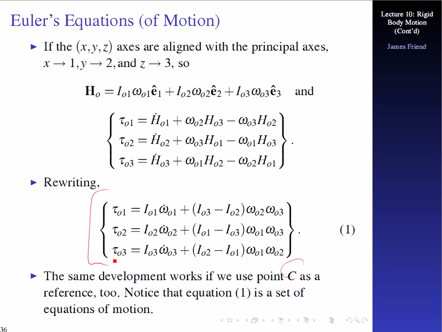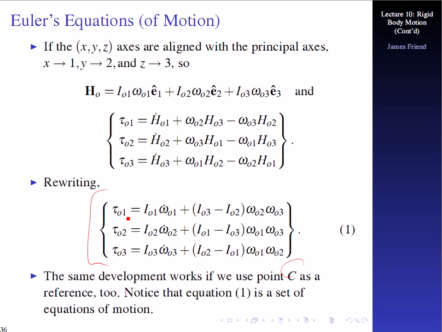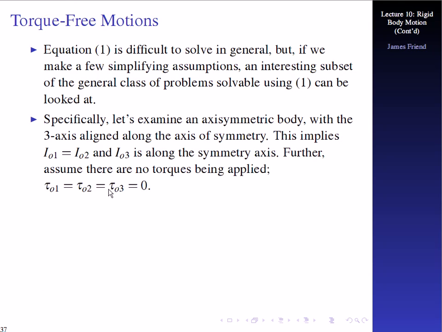And this equation that we come up with actually represents a set of equations of motion. This is like the omega dot sub 1, so this is the angular acceleration of the body along the one axis direction. And this is actually nonlinear: omega about the second axis and omega about the third axis multiplied together, and so on and so forth. It turns out that this equation is difficult to solve in general. We can make a few simplifying assumptions, like torque-free motion, for example, so we can set all of these torques equal to zero to find out what's going on. And we can solve some problems this way.